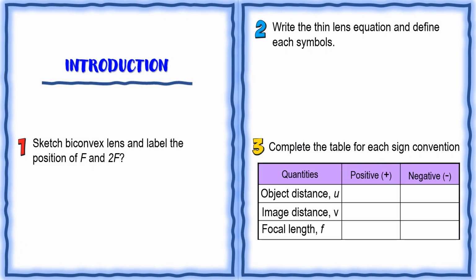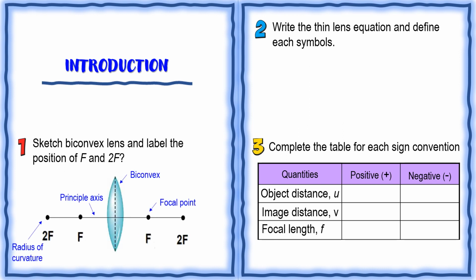As usual, in the pre-lab module, there are 3 parts. The first part is the introduction. Take a look at the first question. You need to sketch a convex lens and label the position of F and 2F. So here is the shape of the biconvex lens. You're supposed to write down the principal axis, which is the line joining the two centers of curvature of the lens. The focal point is represented by F, and 2F is the radius of curvature.